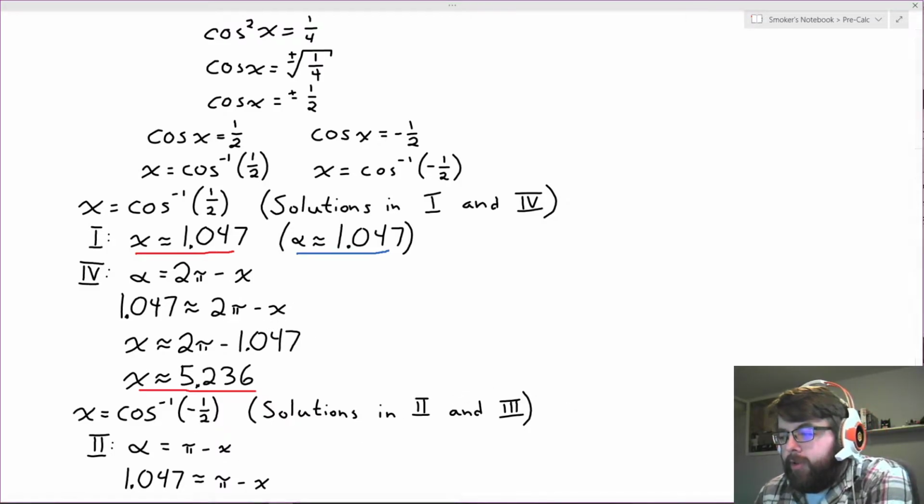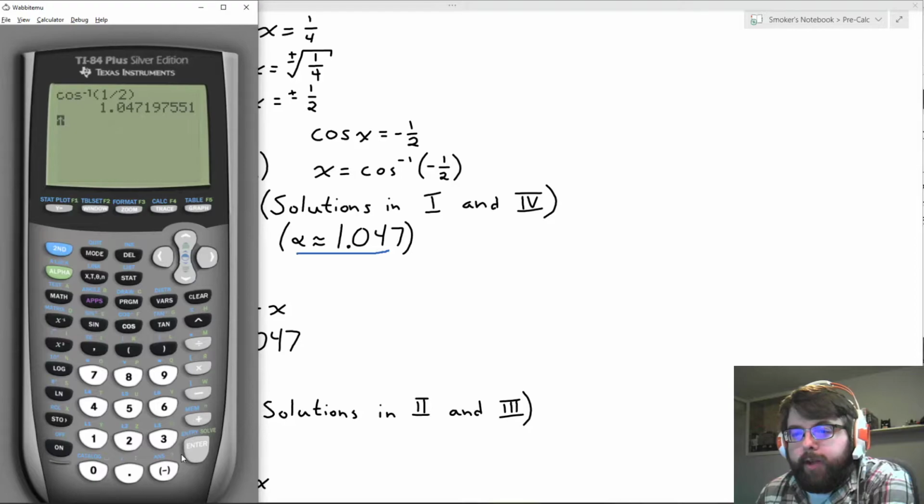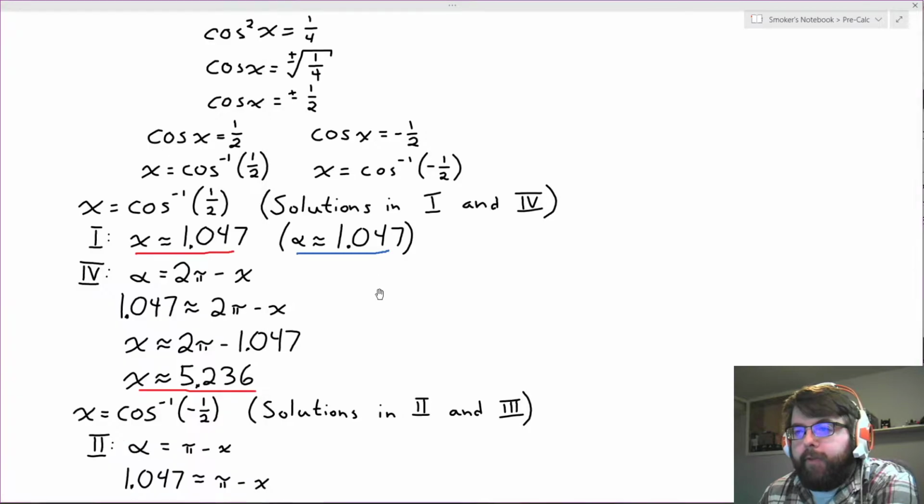So we don't have to find the reference angle again, but you can if you want, because if you type in cosine of negative 1/2, I'm going to go through a long process. So that's 2.09. What quadrant is that in? You find that out, then you use the reference angle to find alpha, but you don't need to do all that because we know what the reference angle is. The reference angle for negative 1/2 is the same as the reference angle for positive 1/2. That's my point. Hopefully that makes sense.